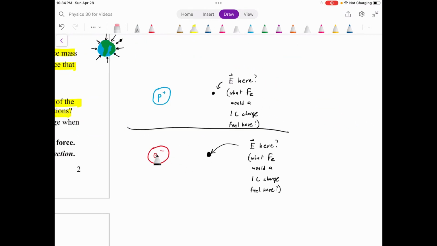Right? And I mean, same problem still if it's a negative source charge here, right? Because again, if we want to think about the electric field there, well, we know it's saying how many newtons of force would a 1 coulomb charge feel if placed there. But again, if it's a positive charge, now it will feel a force to the left of attraction. And if it's a negative 1 coulomb charge, it will feel a force to the right.